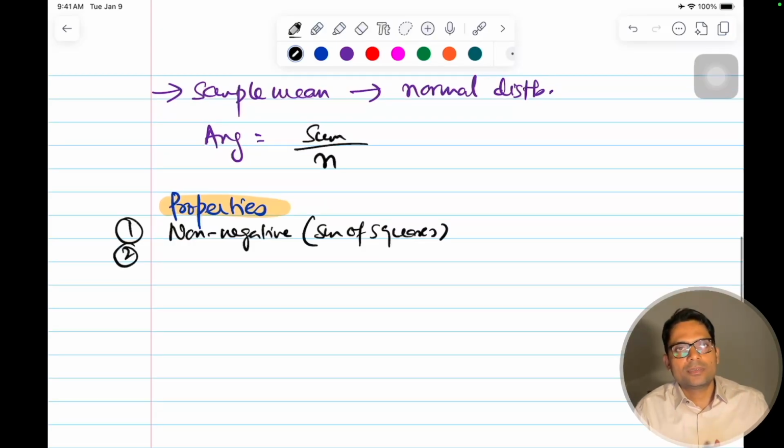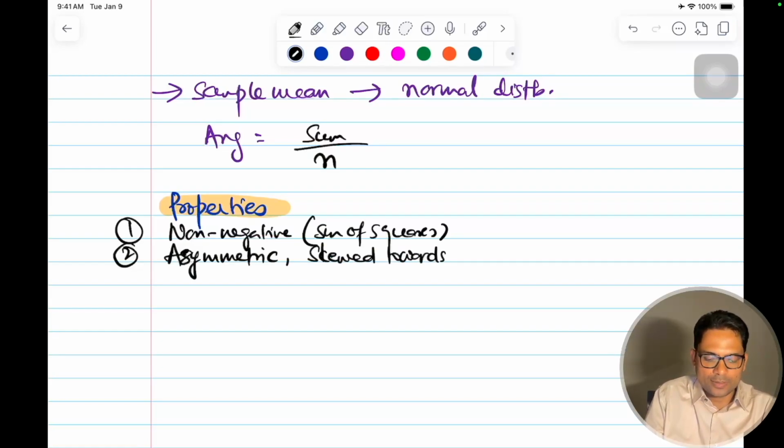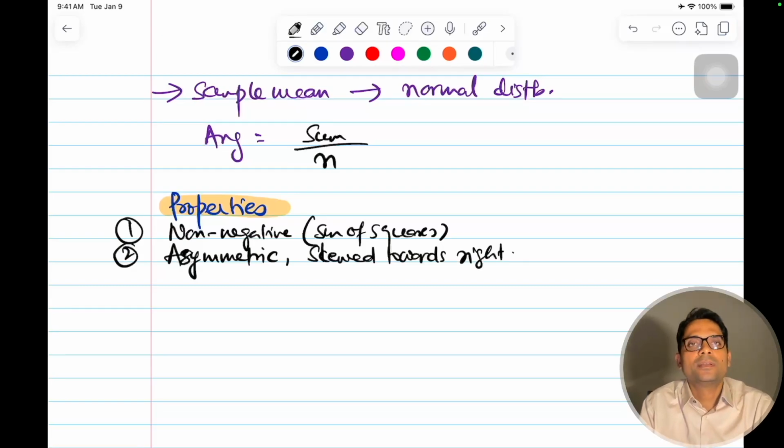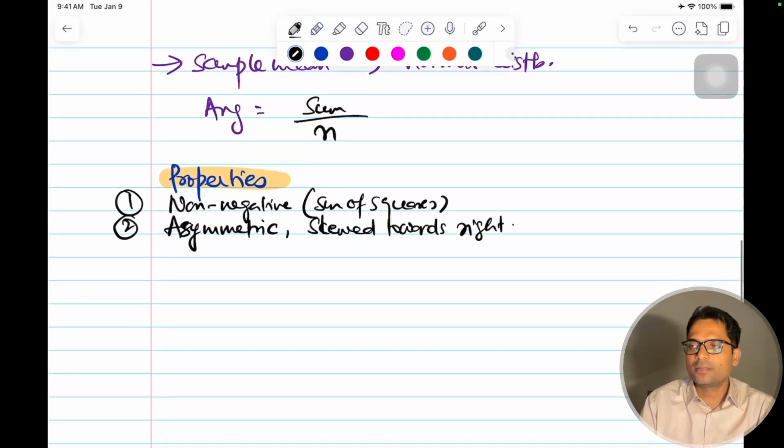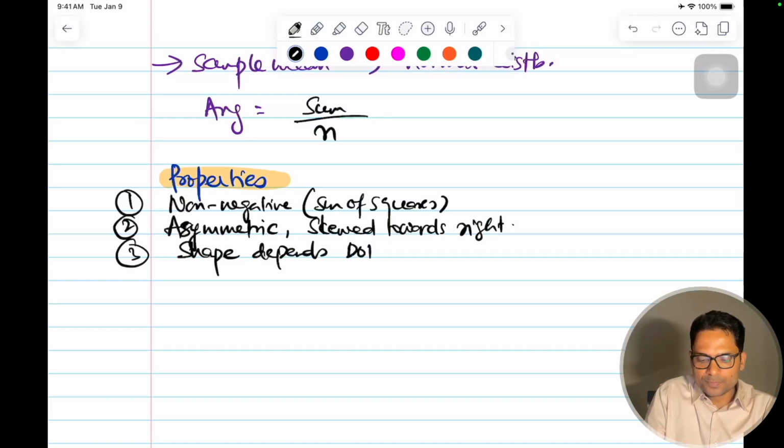And when you plot the distribution, this is asymmetric. This is not like normal, which is symmetric. Generally, it's skewed towards the right. I'll show you the picture of that. The shape depends on the degrees of freedom, as in the T distribution. As the degrees of freedom change, the shape will change.